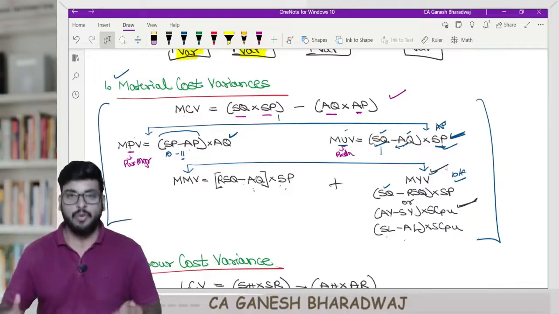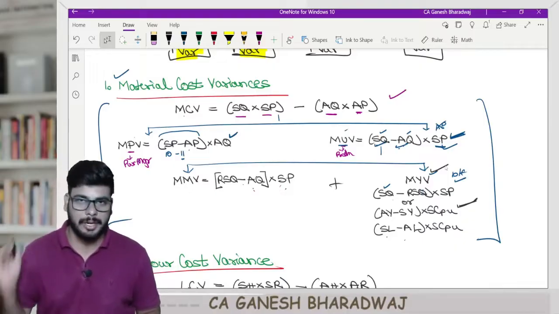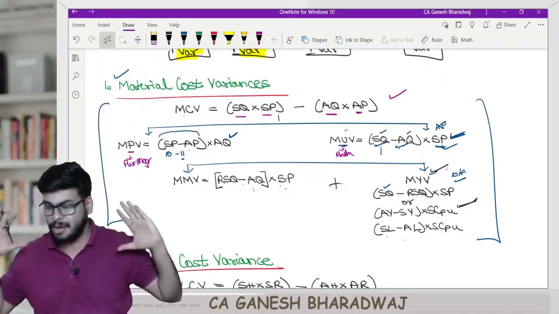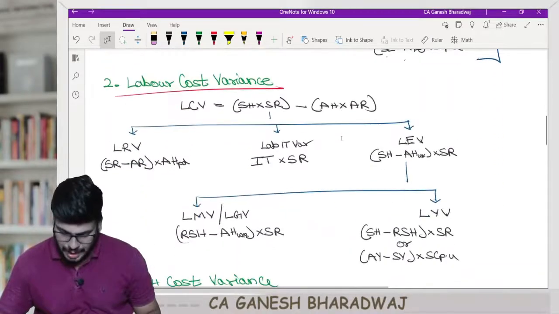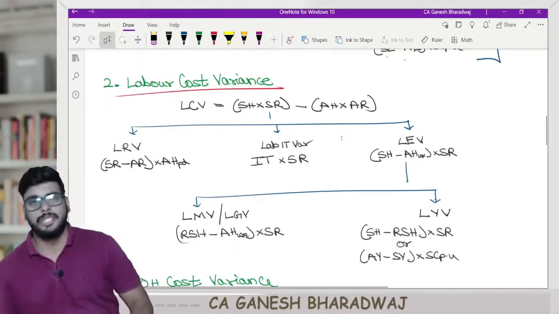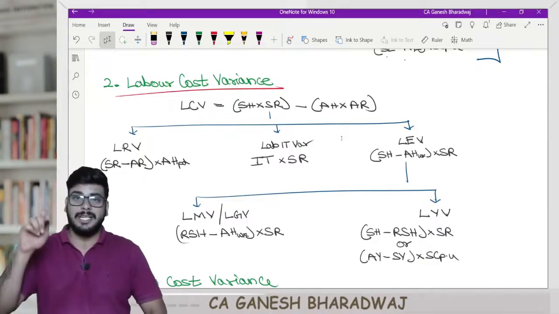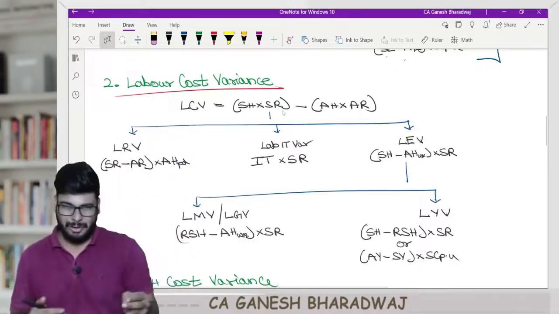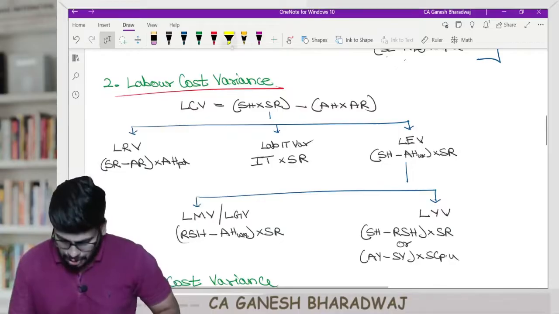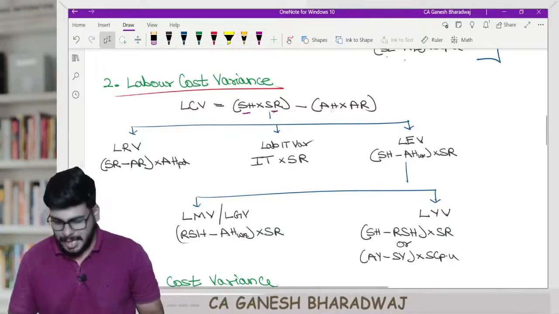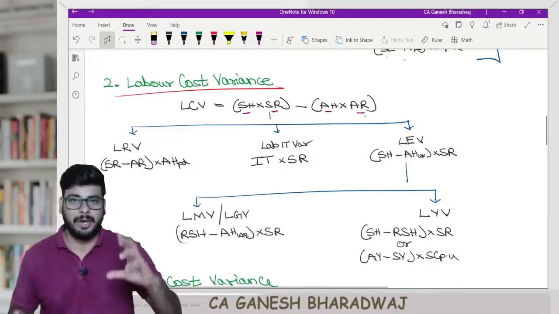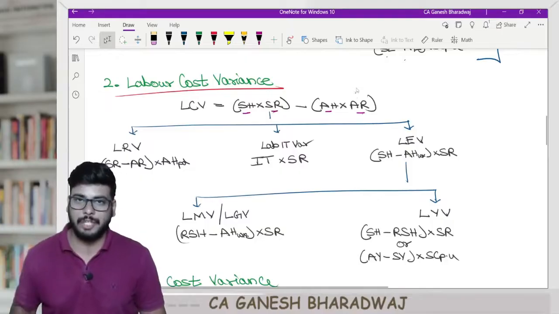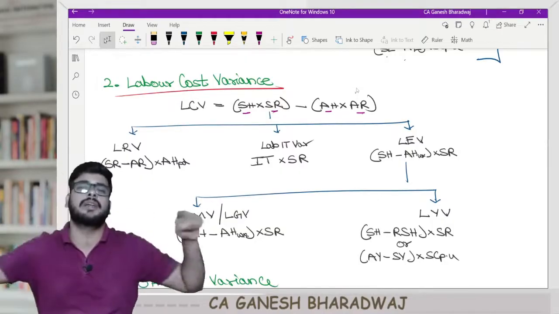Clear with this, guys? Once you understand the logic involved in material cost variance, labor and variable overhead cost variances are exactly on the same line. Now, let's move on to the next one, called labor cost variance. What is going to be your formula? It's going to be standard hours into standard rate. In material we use the word price; in labor, we don't call it price, we use the word rate. So it's standard hours into standard rate minus actual hours into actual rate. This is nothing but the labor cost you should have incurred minus the labor cost which you have actually incurred.